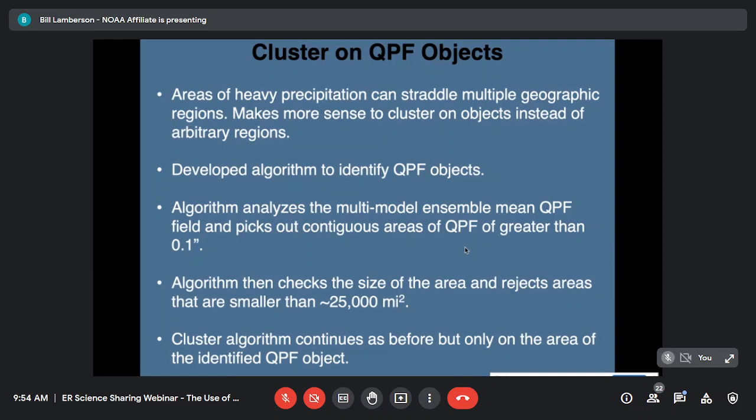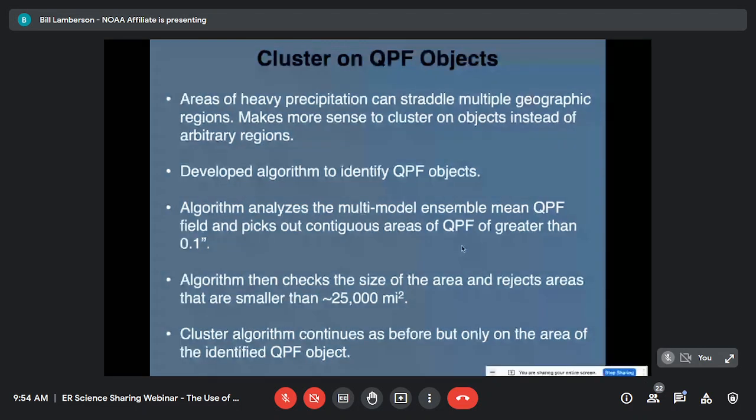We decided that for smaller scale areas, you can have a decent sized area that's greater than 1/10 of an inch, but maybe the max QPF in that area is only 1/4 of an inch, which isn't something that we're maybe concerned about. So we're really trying to pick out the larger areas of heavy precipitation. And then the clustering algorithm continues as before, but only on the area identified by the QPF object.